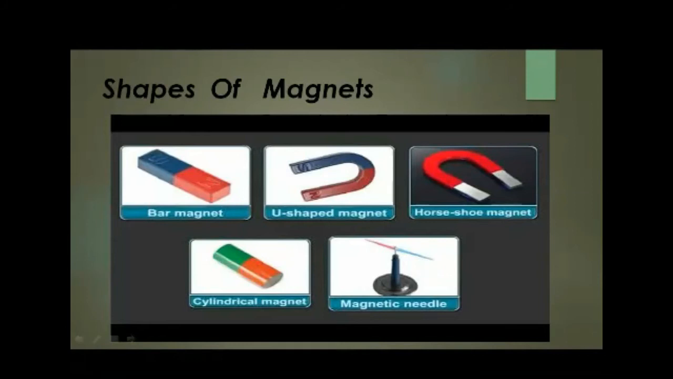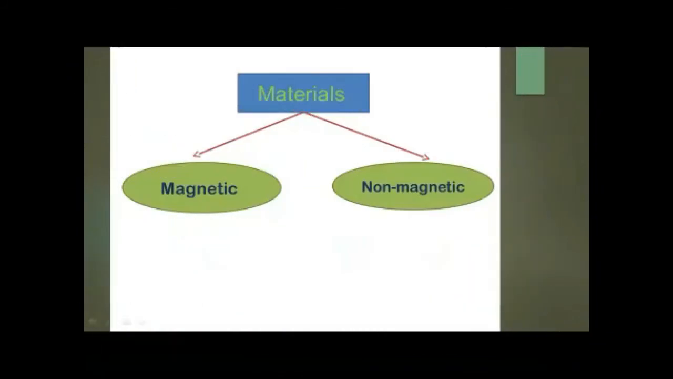Magnets differ due to their shape, size, and strength. Different magnets have different shapes and different strength. So this is about the shape. Have you got it? Now I am going to move on to the next topic. The next topic is about the materials.